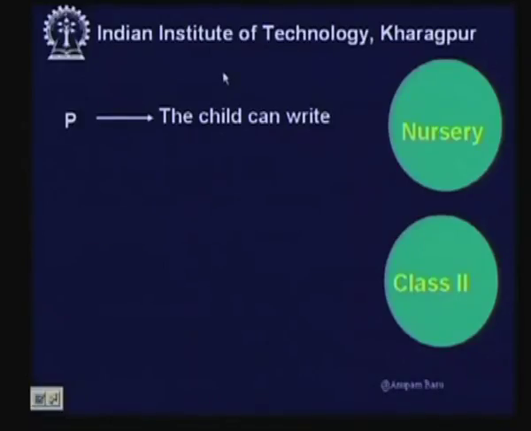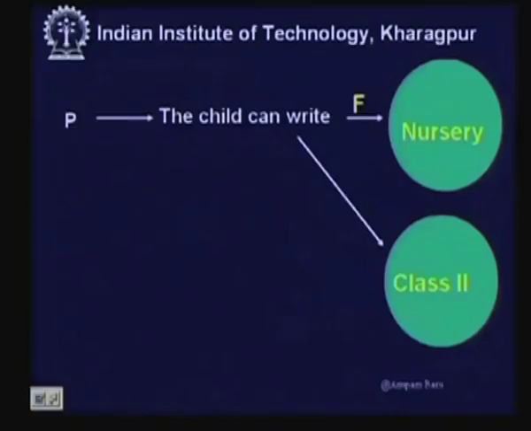When I interpret it in this world nursery, probably it evaluates as false, because suppose the children in the nursery cannot write. But again, when I interpret it in the world of class 2, that evaluates to true. All right. So, you see the same proposition P can be interpreted in two different worlds in two different ways.